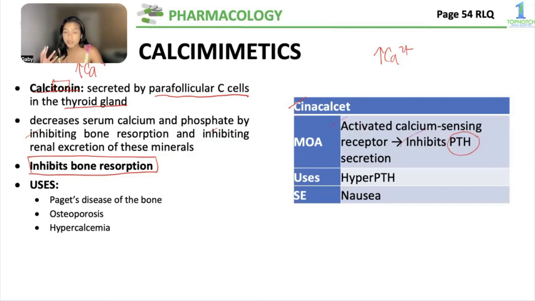And we want this because remember, PTH causes bone resorption. So we want cinacalcet because it inhibits bone resorption, and it can also be used in the treatment of hyperparathyroidism. So it can be used in hyper-PTH, in Paget's disease of the bone, in osteoporosis, and in hypercalcemia, because hyper-PTH causes too much calcium in the blood. So we want to tone it down.